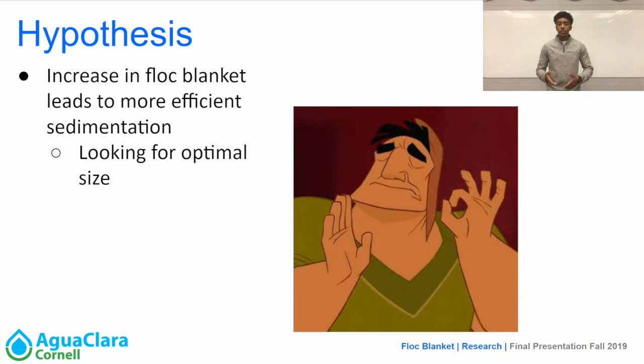So as we said in the beginning, our team's original goal was to increase and change the height of the floc blanket and see how that affected our tube settler. And so our hypothesis for that goal was that an increase in the floc blanket height would lead to a more efficient sedimentation process. But we also believe that there may be an optimal size that makes it perfect for capturing the right amount of impurities in water.